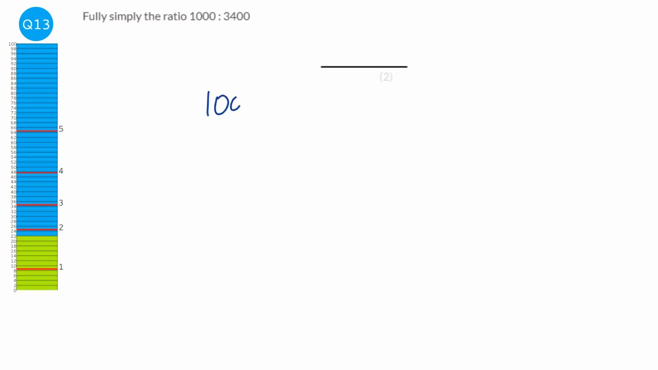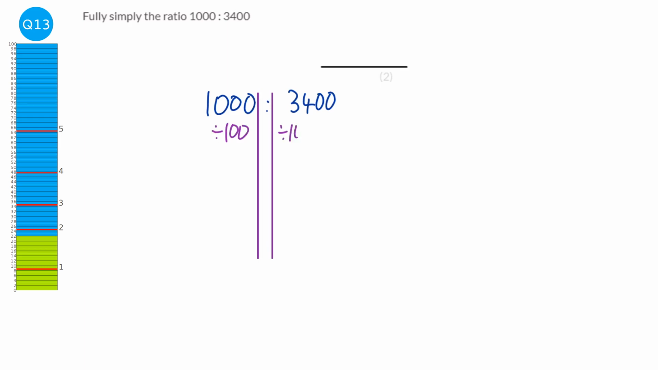So when simplifying ratio, it's very similar to simplifying fractions, but instead of having to do the same thing to the top and bottom, you have to do the same thing to the left and right. So I'm going to start here by dividing both sides by 100, because I notice they both have 2 zeros at the end. So that'll give me 10 here and 34 here. Now these are both even numbers, so a nice easy next one to do is dividing by 2, and we get 17. And 5 and 17, well, they're both prime numbers, and so there's nothing we can cancel them by, so it's going to be our answer, 5 to 17.